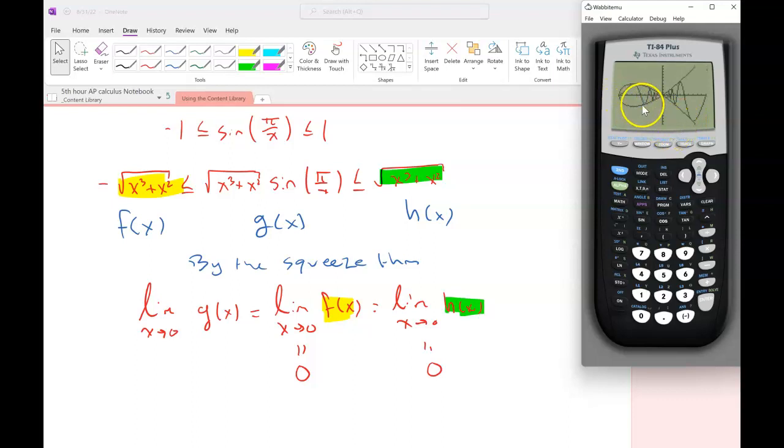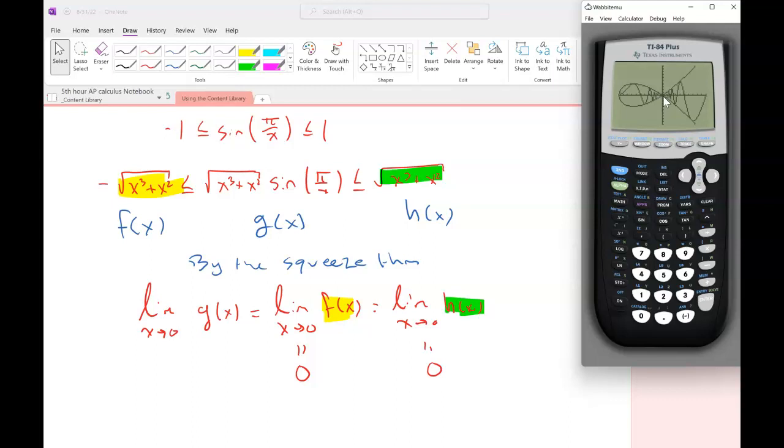Notice f of x bounds g of x below, and h of x bounds g of x from above, and they are all meeting there at 0. That's kind of what the squeeze theorem is saying. So the limit of the upper and lower bounds being the same at 0, and if g's always in between them, g's got to have the same limit, right? Does that feel okay? Yeah. Anybody else?